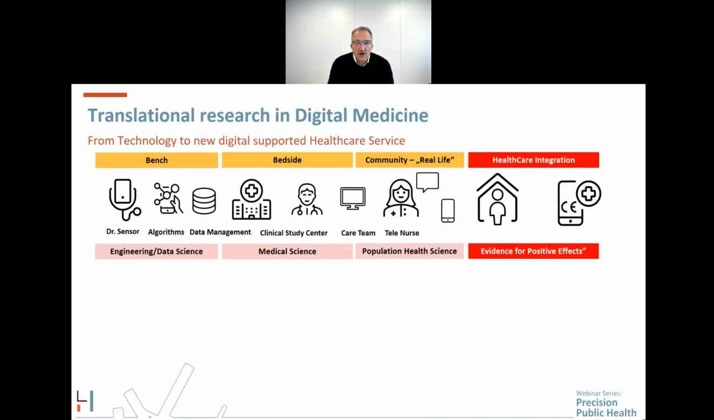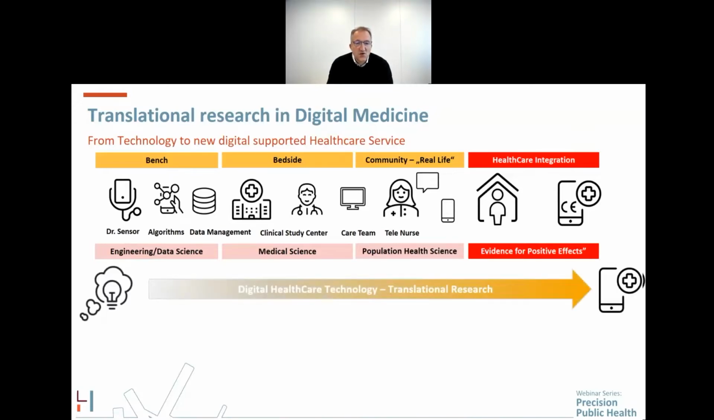And then we think about how we actually bring it into the population to give population health back, and of course, how we integrate it into the healthcare process. I will guide you a little bit through this concept in the next couple of minutes. So we have an idea and we want to bring it to a product. That is actually the idea of translational research in medicine.